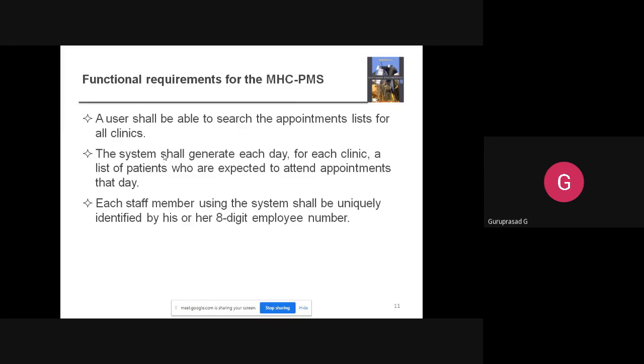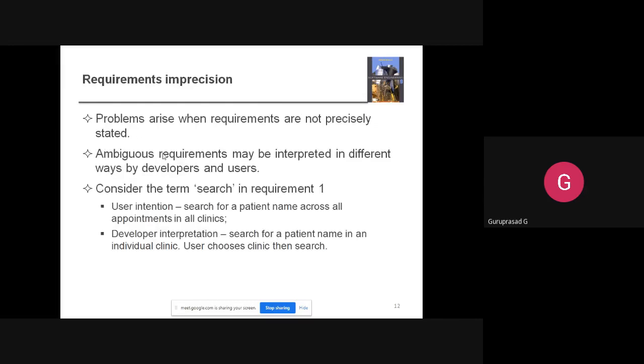Okay, so through the software, the user should be able to search the appointments. Each staff, the system has to generate a report of who is expected to attend an appointment. How to identify the staff member? So it's an 8-digit employee number, correct?